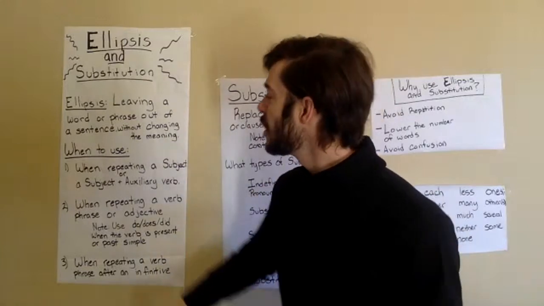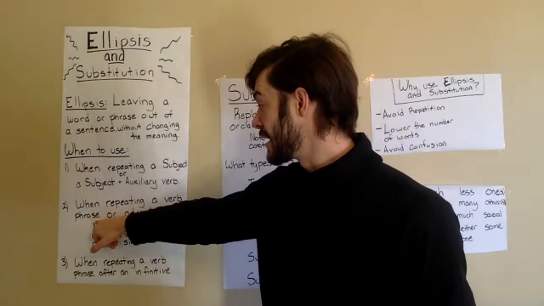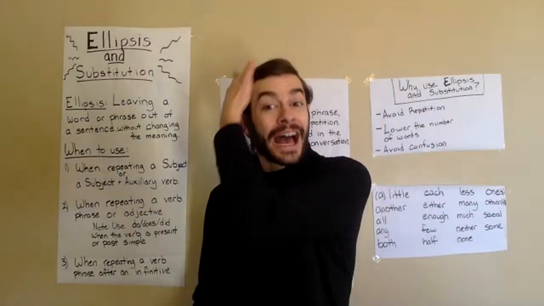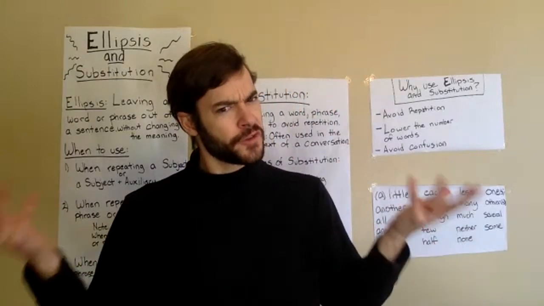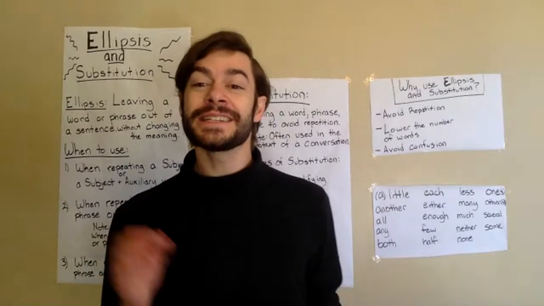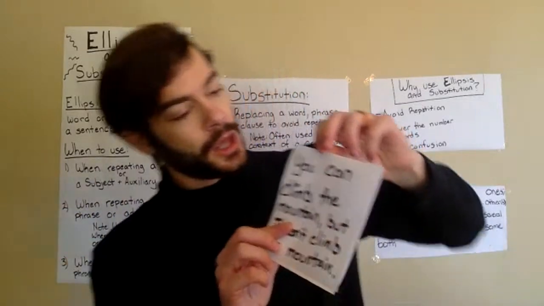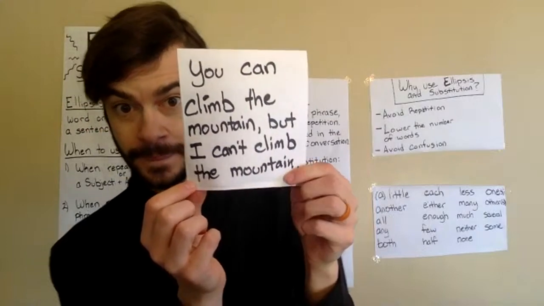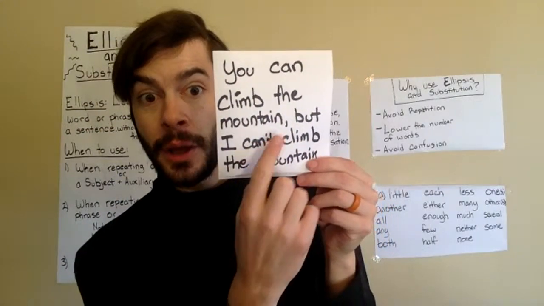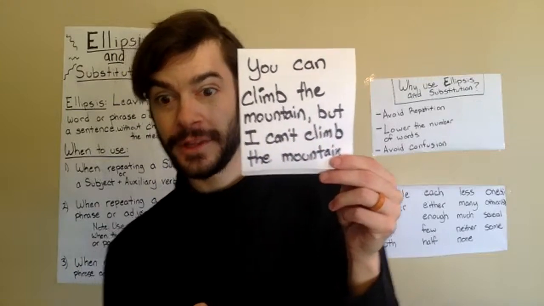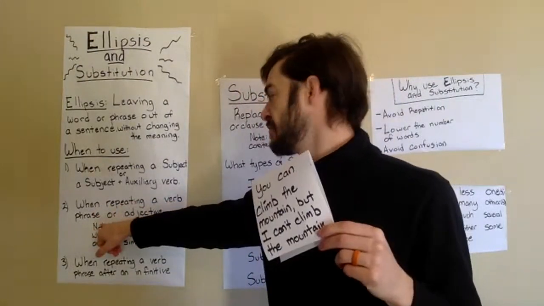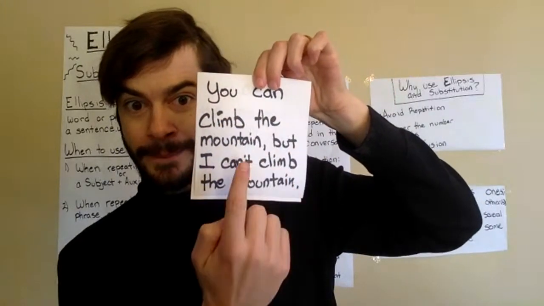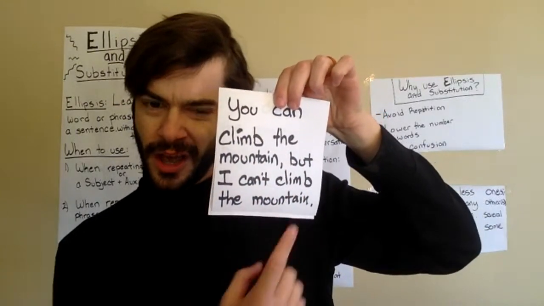Our second use of ellipsis is when repeating a verb phrase or an adjective. Before we had a question about what is a verb phrase. Well, here is an example of a verb phrase that has been repeated. "You can climb the mountain, but I can't climb the mountain." So here we have a repeating verb phrase, "climb the mountain." We have it twice here, but we don't need that.